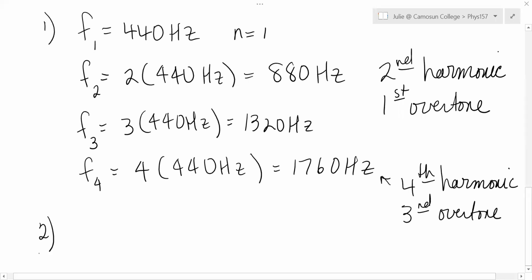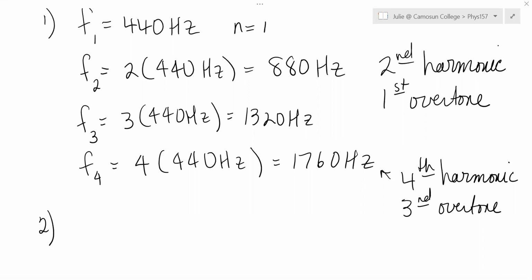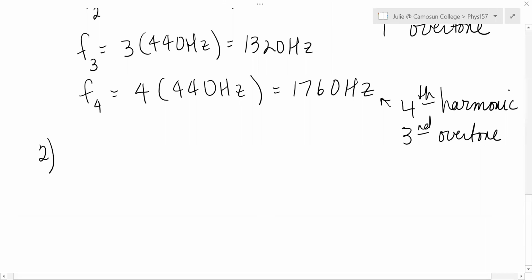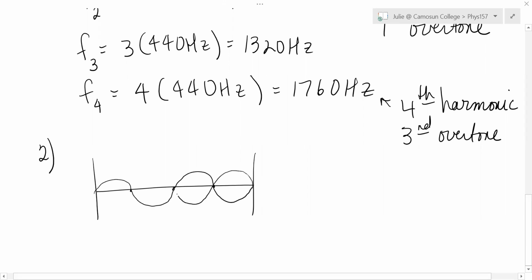Okay, so question 2. It says a particular string resonates in 4 loops at a frequency of 240 hertz. Okay, 4 loops. So we draw 4 loops: 1, 2, 3, 4. Remember, there's no string that's up and down at the same time. This is just the maximum and minimum positions of the string as it oscillates back and forth. At some point, it's completely horizontal. You can't even tell, it's just passing through.